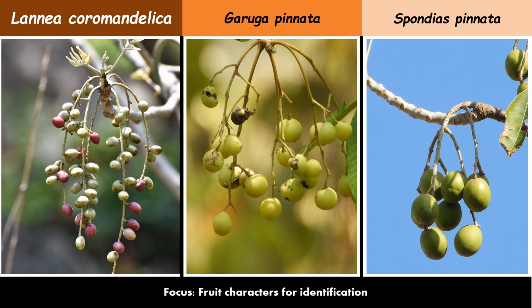Now, Lannea coromandelica, Garuga pinnata, Spondias pinnata. They also look very similar inside the forest, but they have different types of fruit. You can observe the fruit of Lannea coromandelica, Garuga pinnata and Spondias pinnata.